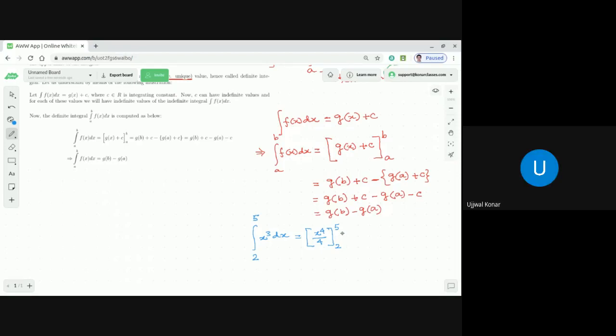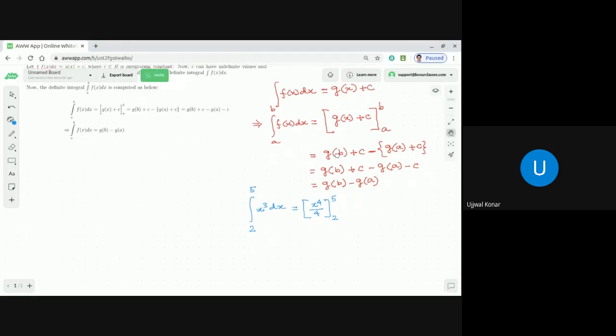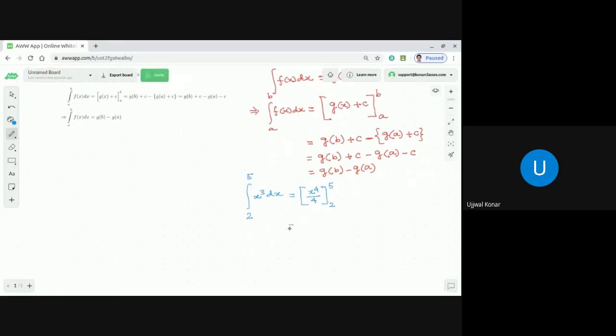Now, whatever we have learned so far, what can we write? This is equal to, let me write it in a clearer manner, x to the power 4 by 4 plus c, where the lower limit is 2 and the upper limit is 5. Correct or not? Yes. So then it will become 5 power 4, as we learned that first we apply the upper limit value, by 4 plus c, minus 2 to the power 4 by 4 plus c.